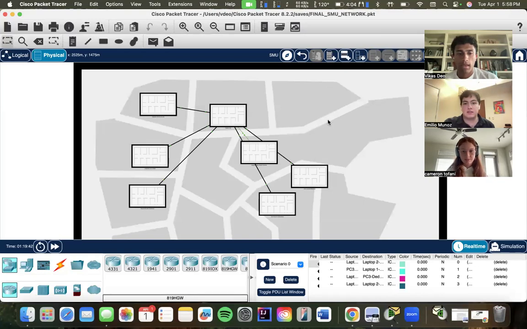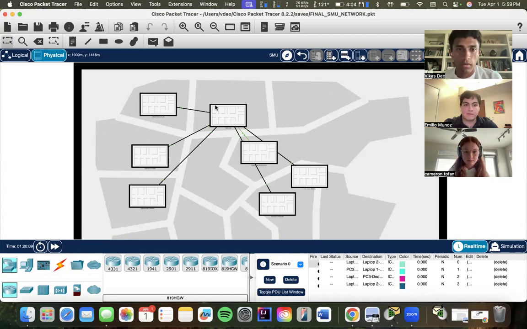Yes. Okay. For the addressing scheme, initially we were going to do DHCP addressing, and then we spoke with the TA, and she recommended doing static IP addressing. So we went ahead and manually did static IP addressing for all the devices. We understand that in the real world, like for SMU's actual network, DHCP is probably used, as it automatically assigns IP addresses for multiple devices, but I just wanted to make note of that.